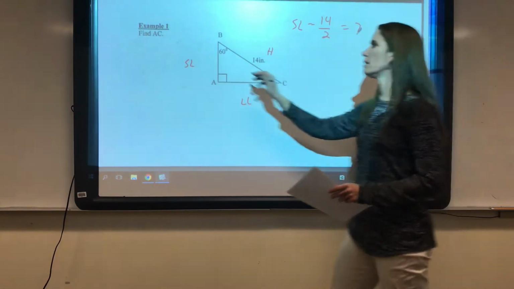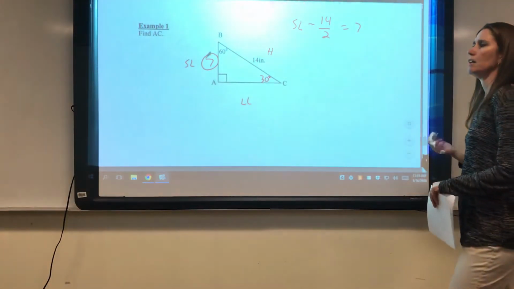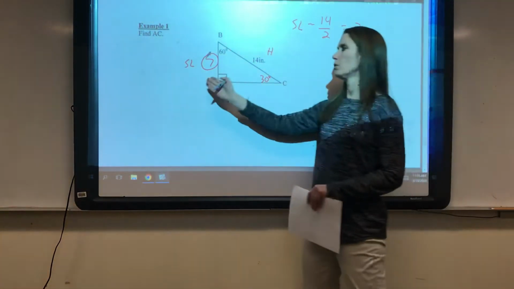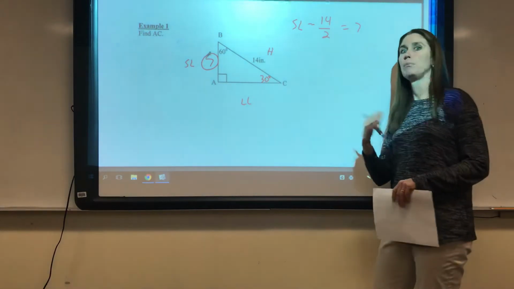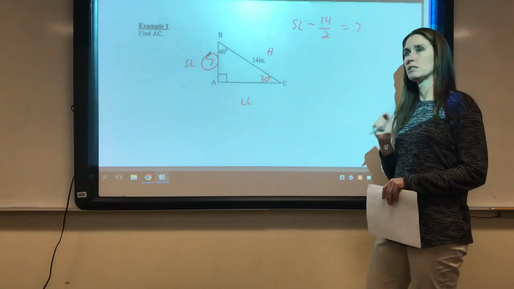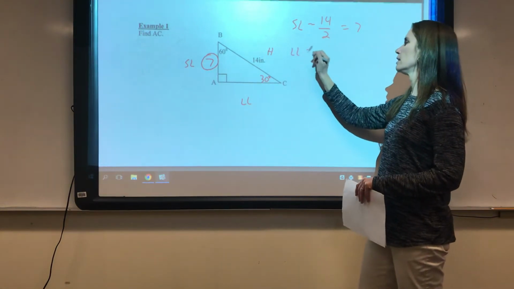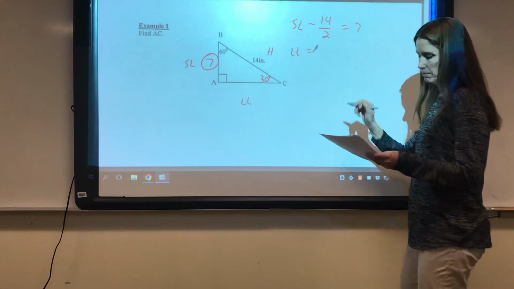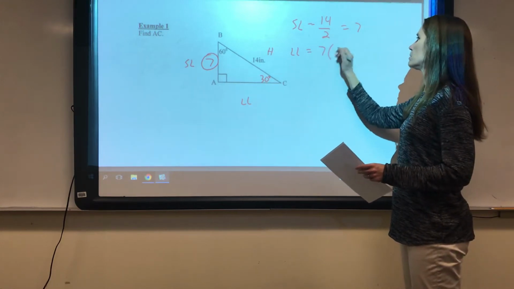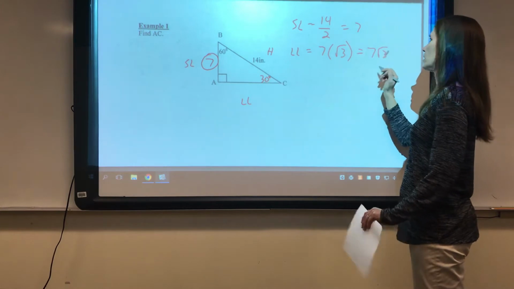And when I find it, I'm going to go ahead and put it on my picture, because I think that's going to help me find the next thing. Now I need to think about it. I'm going from short leg to long leg, so I'm trying to get a bigger number, so I'm going to multiply, and I have to think, what am I going to multiply by? What's the relationship? It's square root of 3. So therefore, the long leg is 7 times square root of 3, which gives me, obviously, 7 square root of 3.